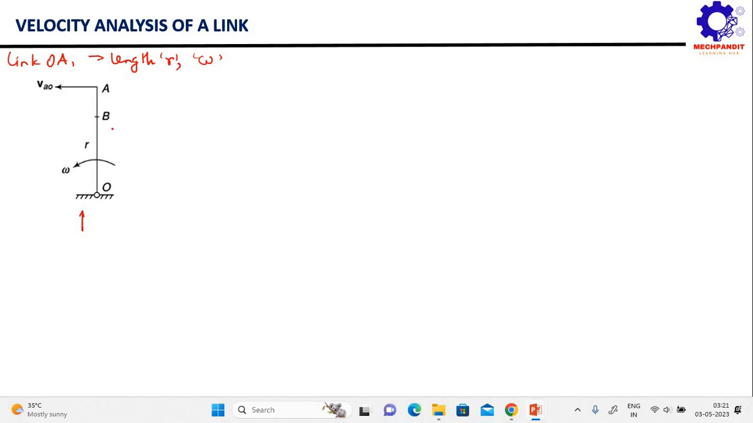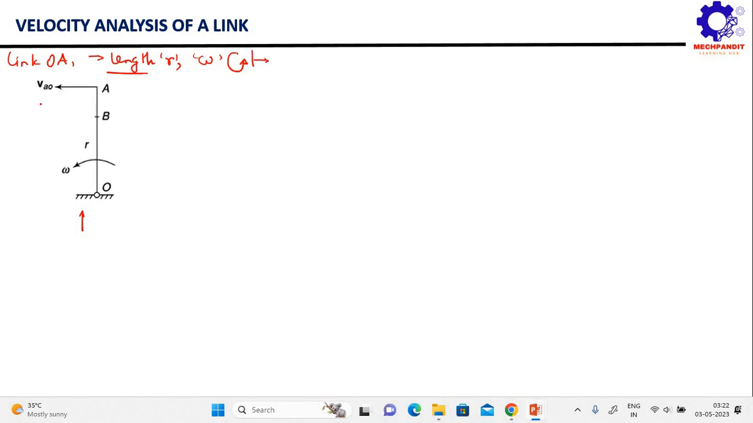So in this case the length of link OA is available with us, and at the same time the angular speed of link OA is also given to us, right? You can see here this link OA is rotating in an anti-clockwise direction. Now let us see what our objective is here. This is the data which is provided to us.